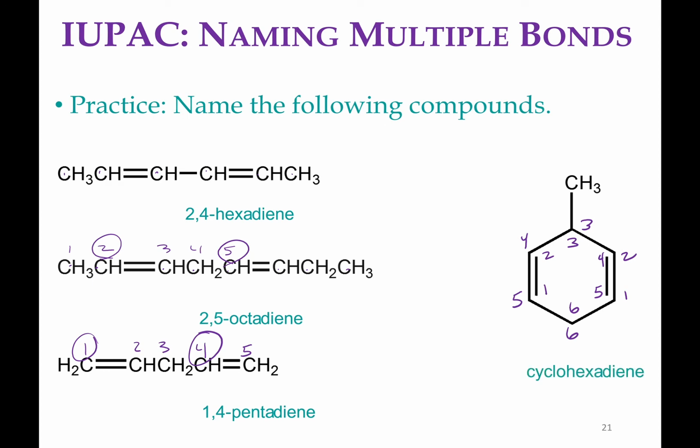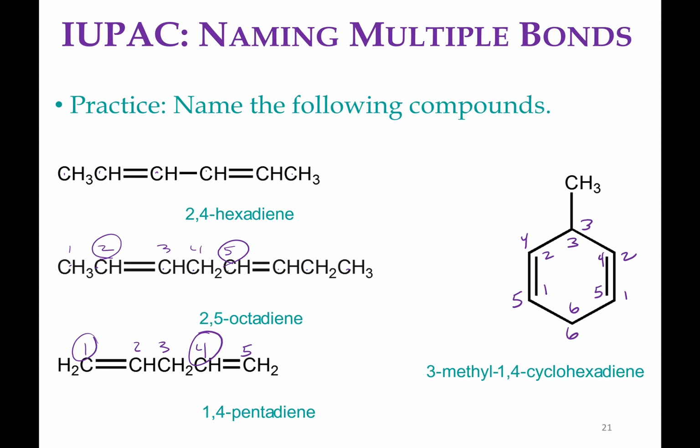And those two enes come at 1 and 4, but we also have a methyl group that we have to put in there. So 3-methyl-1,4-cyclohexadiene. Rolls right off the tongue, doesn't it?